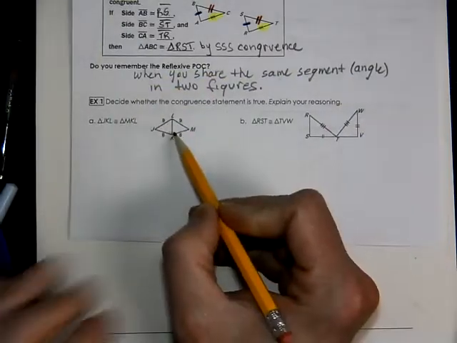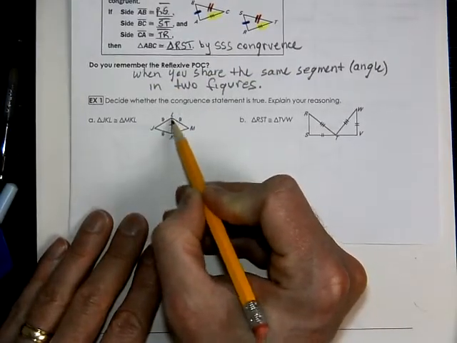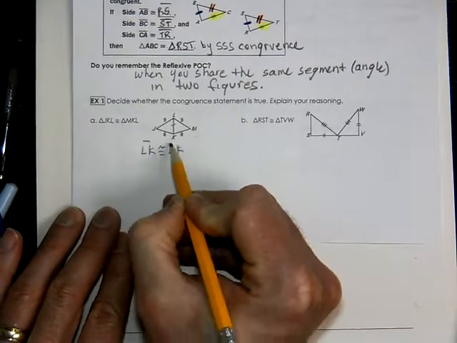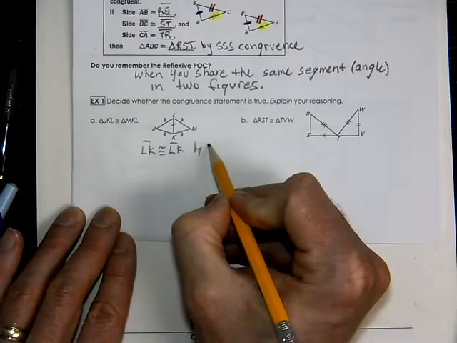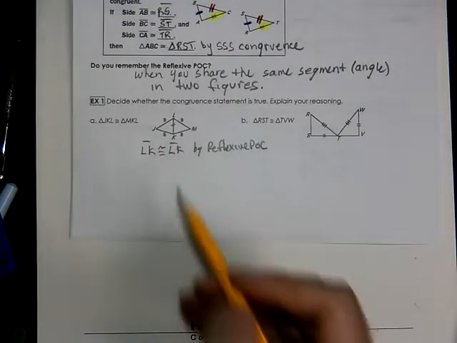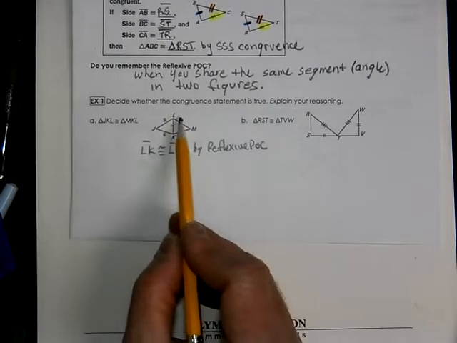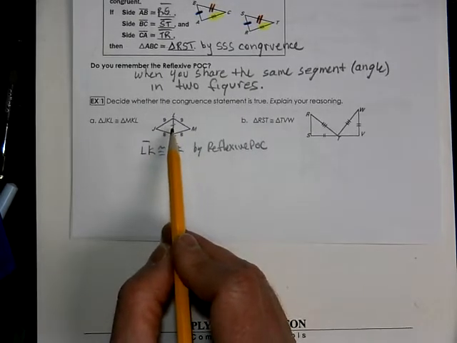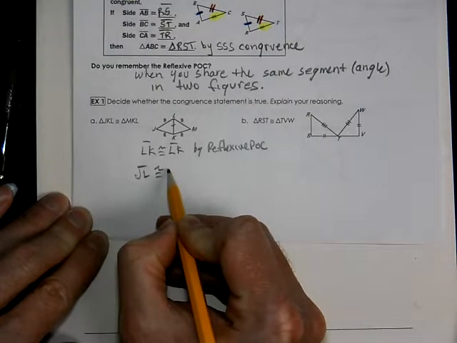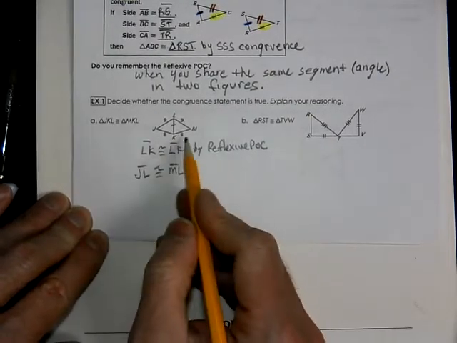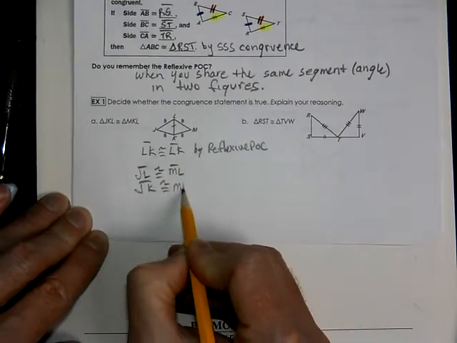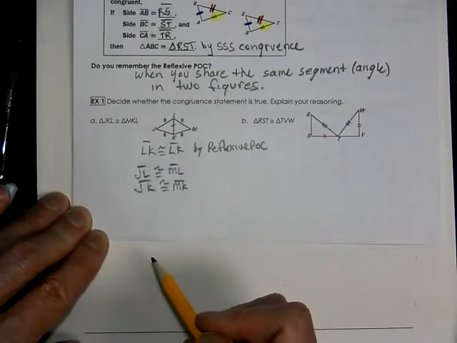So by looking down here at this picture, we know that this LK is going to be congruent in both pictures. LK is congruent to LK by reflexive property. We know that those two segments have to be the same. So now they both have a 9, they both have an 8, and they both share the same side. So I know that JL is congruent to ML, because that was the given. I know that JK is congruent to MK, because that was also part of the given. It's in the picture. The numbers are the same.